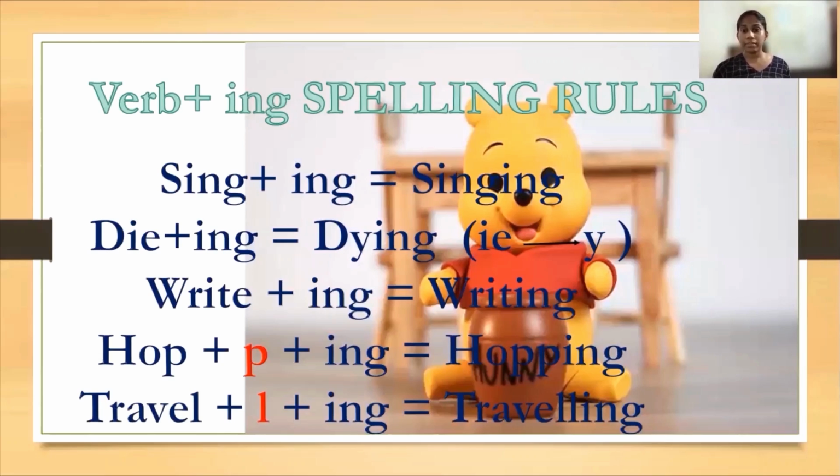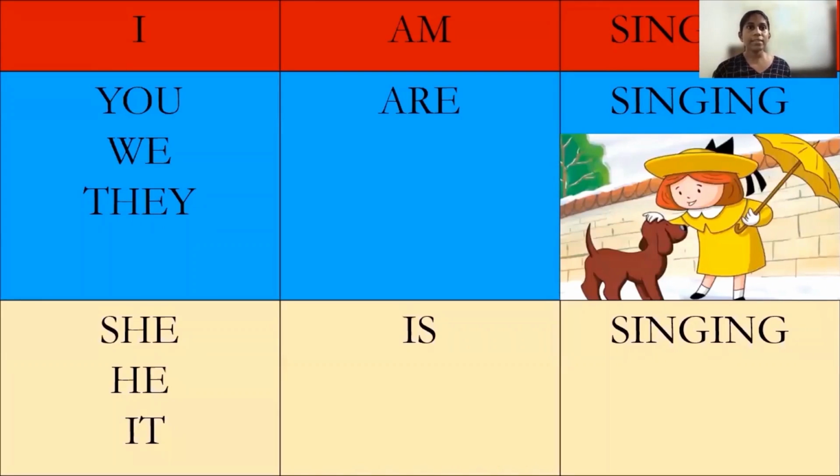If the verb is hop, we should add an extra P and then we can add ing. So the spelling of the word hopping is H-O-P-P-I-N-G. If the word is travel, in that case also, we should add an extra L and then ing. So the spelling of the word travelling is T-R-A-V-E-L-L-I-N-G.